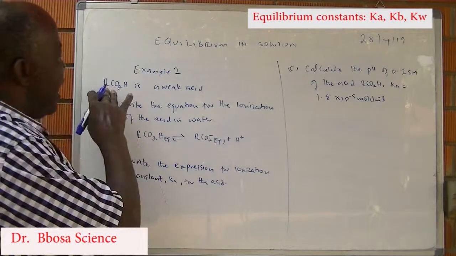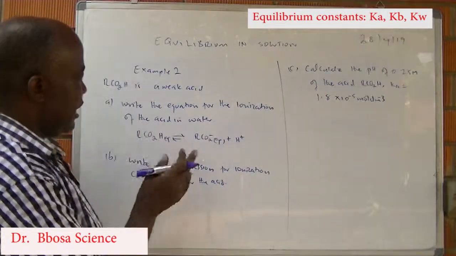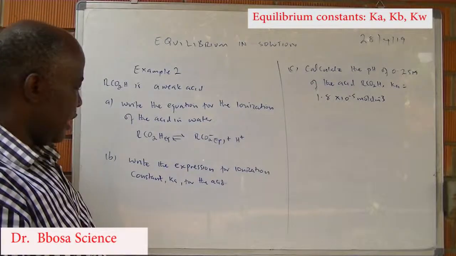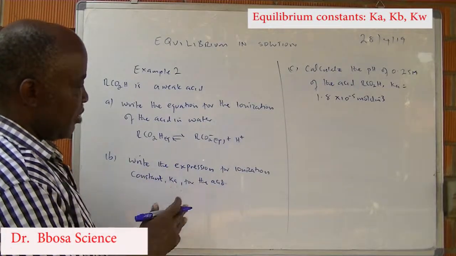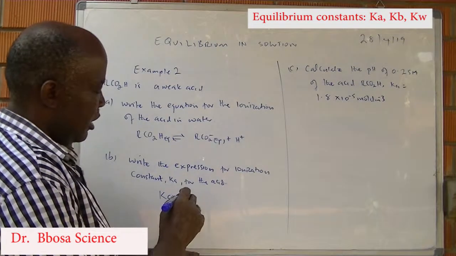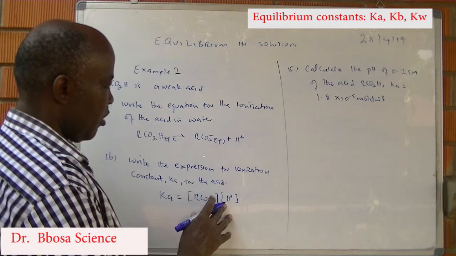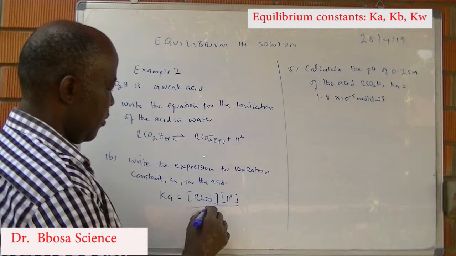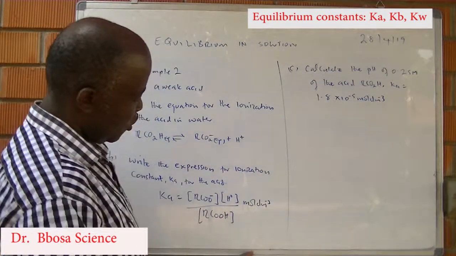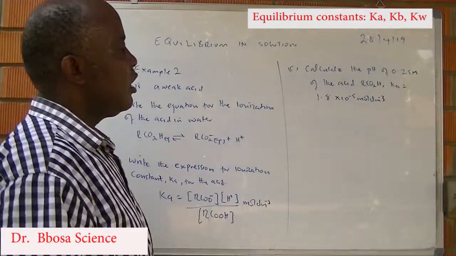Example 2, RCO2H is a weak acid. A, write equation for the ionization of the acid in water. So the acid will ionize to get the acid anions plus hydrogen ion. Then B, write expression for ionization constant Ka for the acid. Then you can see that Ka is equal to concentration of the anion RCOO minus into the concentration of hydrogen ions over the concentration of the acid, which is moles per decimeter cubed. So the moles per decimeter cubed over moles per decimeter cubed cancel. We remain with moles per decimeter cubed.